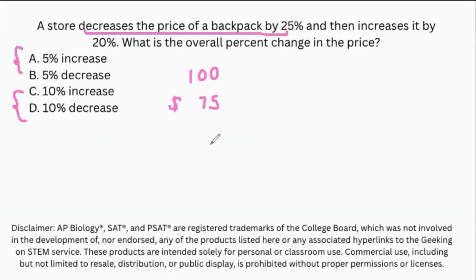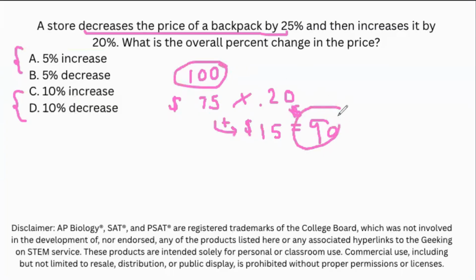Then it increases by 20%. Okay, so if I take 5% and times it by 20, and you want to put it two decimal places to the left. Now, if I do that, you can plug that into Desmos and see that it goes up by $15. But for quick math, I just know that it's $15 or so. So that means that I increased by $15 from that 75. So I want to add these two together. This essentially gives us what? $90. So we started off with 100 and we went down to 90.